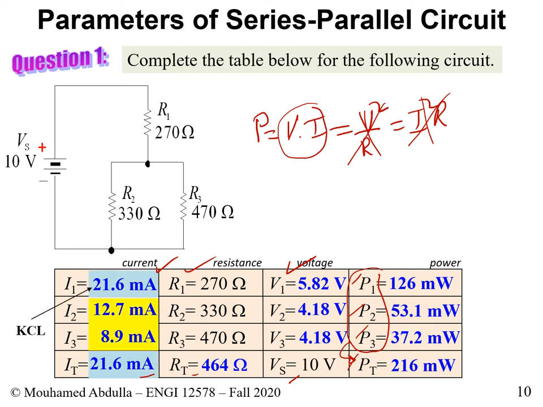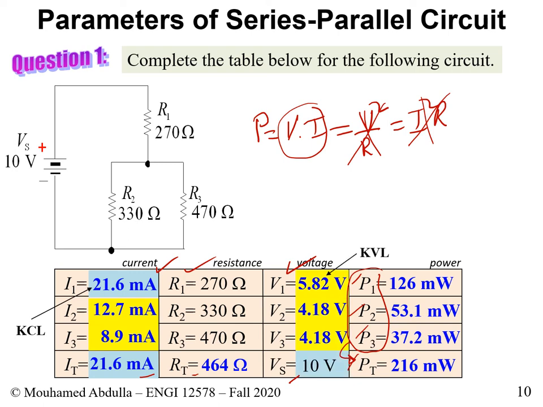Okay. Maybe one other thing that we could mention here is that you could certainly see your KCL here, right? So this is your KCL at this node. If you add the current through resistor 2, or I2, and the current through resistor 3, these two additions will give you your total current, or your I1. That's how you see KCL here.